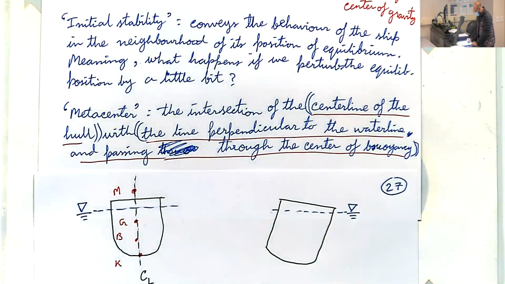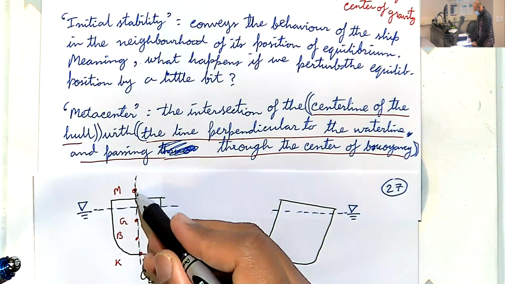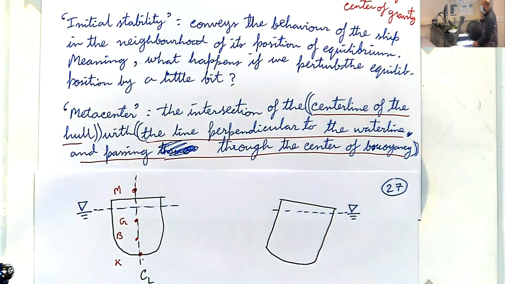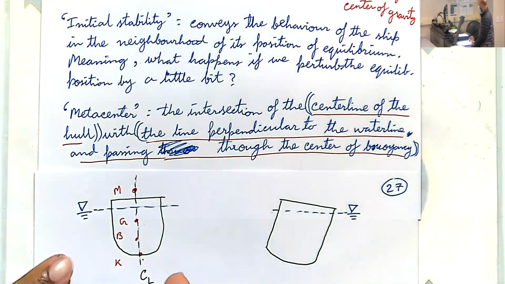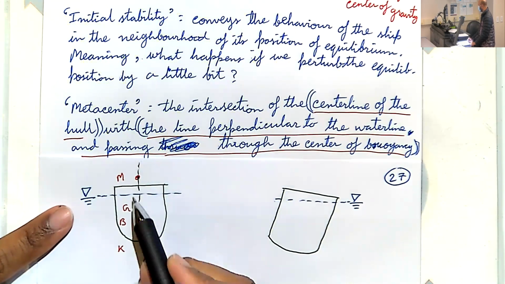We don't know the exact location yet. We will learn how to compute the distance between M and keel. Okay. But all we can say right now is the metacenter has to be located along this line.